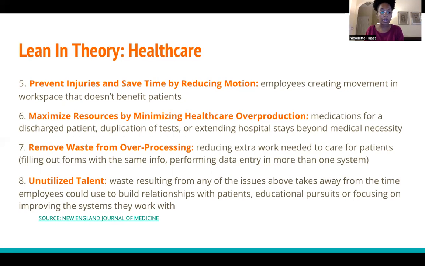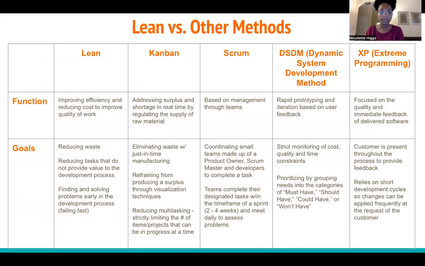need to. Number seven involves removing waste from overprocessing. And this is reducing extra work needed to care for patients for employees, like filling out forms they don't need or performing data entry in the same system more than once. And number eight is focused on unutilized talent. So if employees are focusing on numbers 1 through 7 that I was just talking about, it takes away from the time that they could use to build better relationships with their patients, educate themselves further in the medical field, or it stops them from focusing on improving the systems that they currently work in.